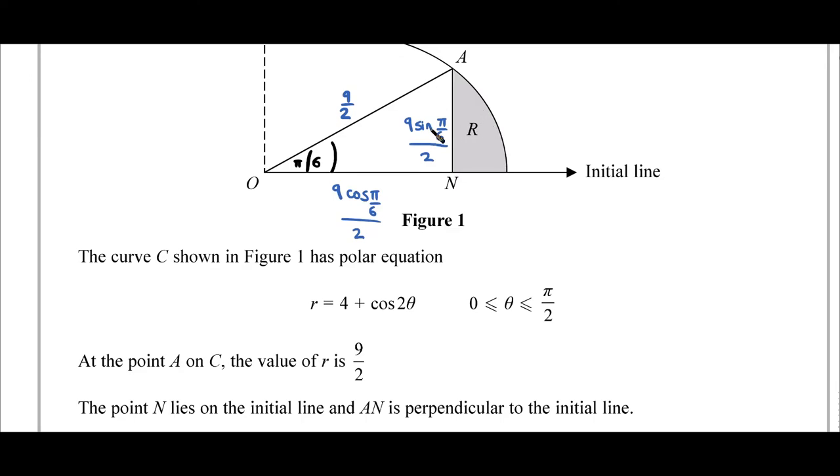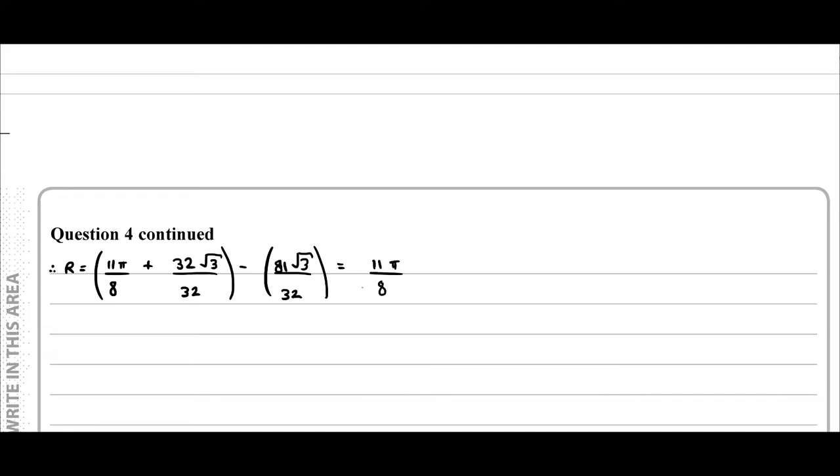So with that being said, we can quite easily work out the area of R, which is the area underneath the curve minus the area of the triangle. So therefore, the area of R, that would be 11 pi over 8 plus 32 lots of root 3 over 32 minus 81 root 3 over 32. Simplifying all this, we end up with 11 pi over 8 and 32 root 3 over 32 minus 81 root 3 over 32. That would simplify to minus 3 root 3 over 32. P is equal to 11 over 8. Q is equal to minus 3 over 2.